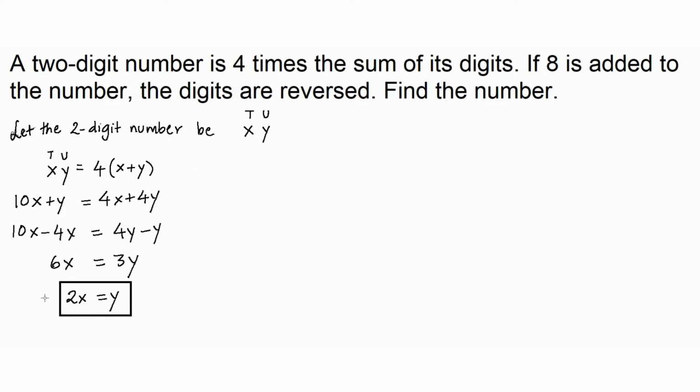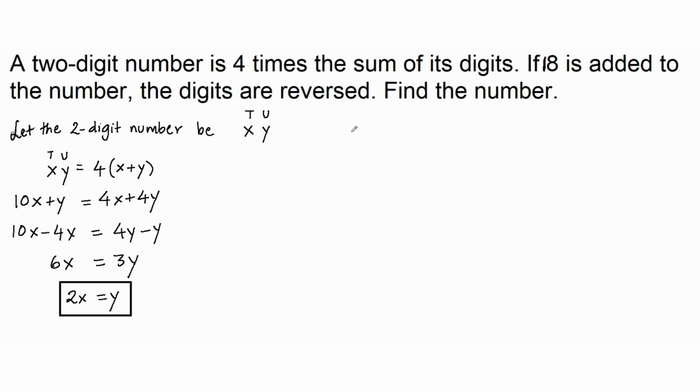Okay. Now let's look at the second condition. I think there's a correction required in this question. It should be if 18 is added. Okay, so let's make that correction. So if 18 is added to the number, the digits are reversed. So let's see what needs to be done now.